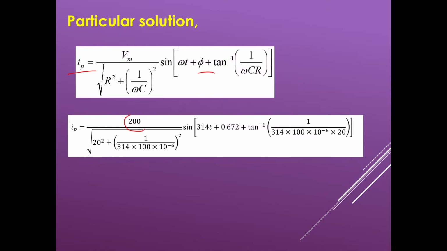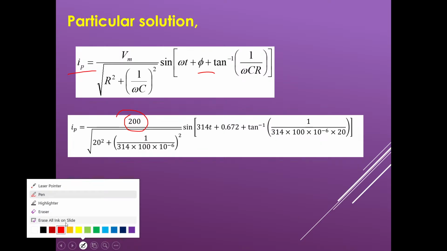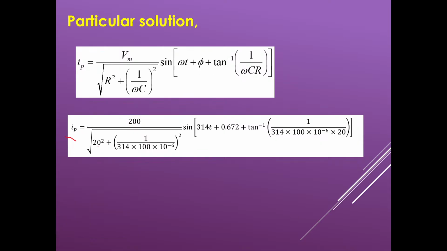Even the Vm value, so substitute all the terms. If you substitute, i_p is equal to 200 divided by root of 20 square plus (1 by 314 into 100 into 10 power minus 6) whole square, sin(314t plus phi value plus tan inverse of 1 divided by omega CR). Here this is omega t, this is C, this is R, and this is Vm. So substitute all the values and simplify.